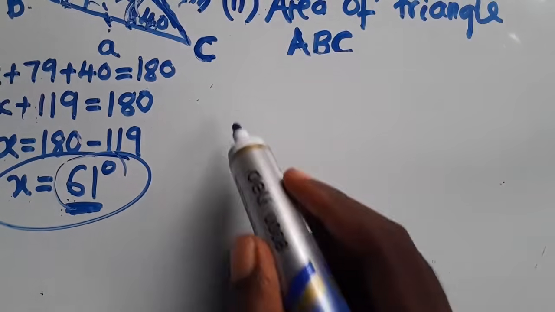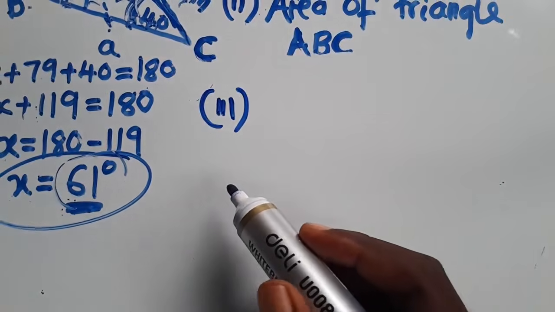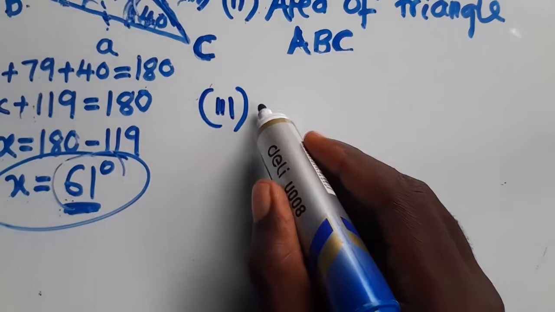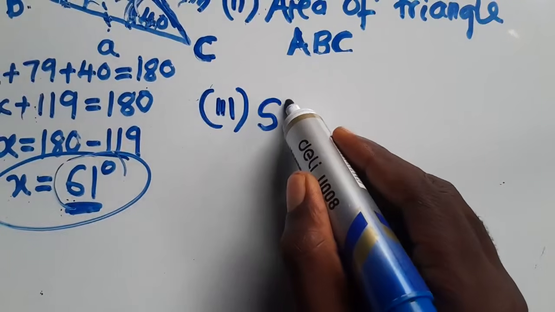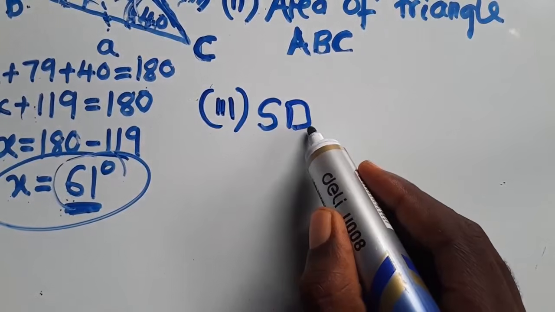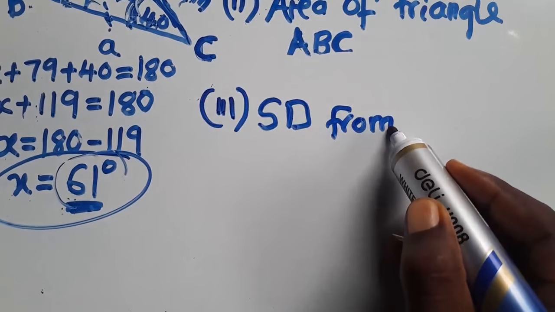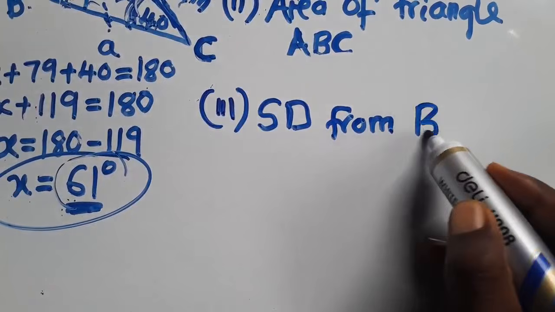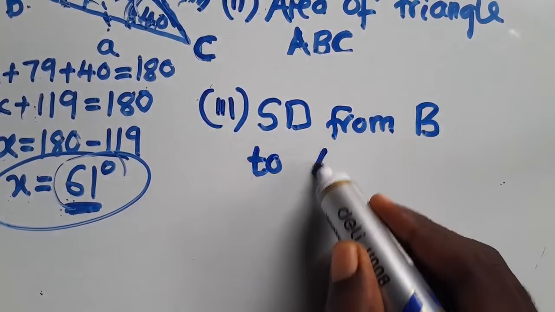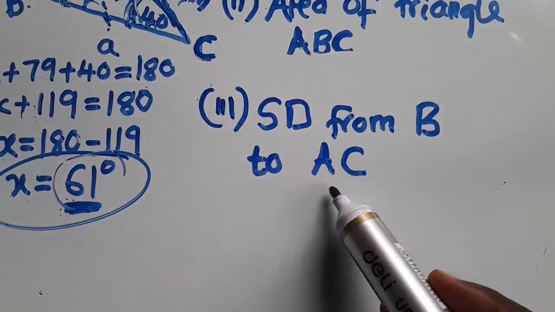The other question, which happens to be our question 3, was telling us to find the shortest distance. So find the shortest distance. Find the shortest distance from what? Shortest distance from B to AC. You find the shortest distance from B to AC.